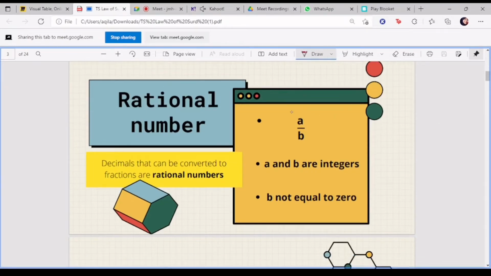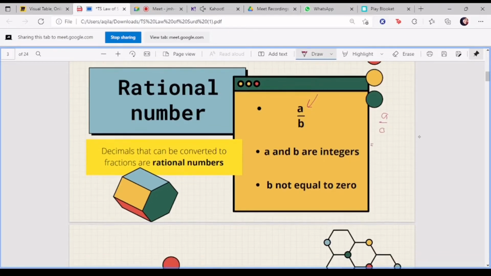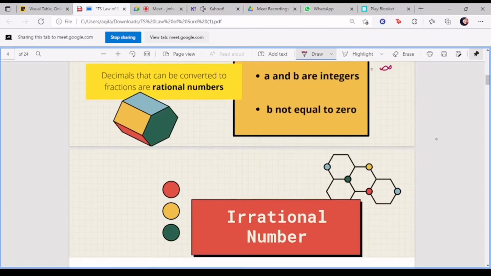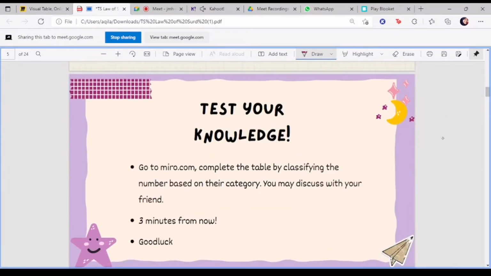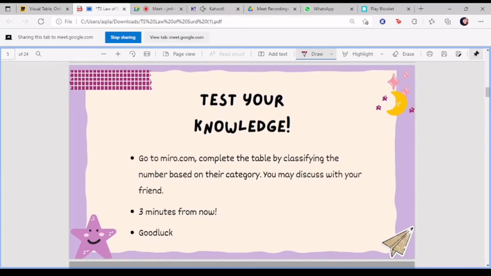Okay, so for example, we have a over b here. So it is said that a and b are integers. B is not equal to 0. So what happens if we have a over 0? It will become what? It will become infinity. Yes, it will become infinity. Okay, alright, great. Very good. I see that you still have the little knowledge about the rational and irrational number.